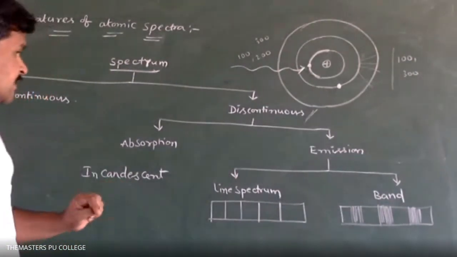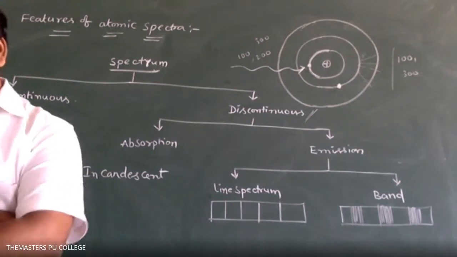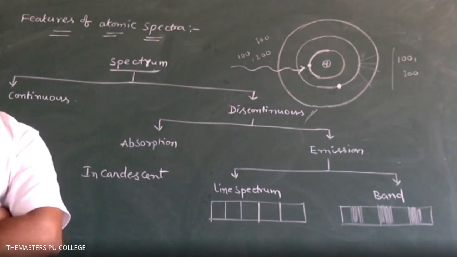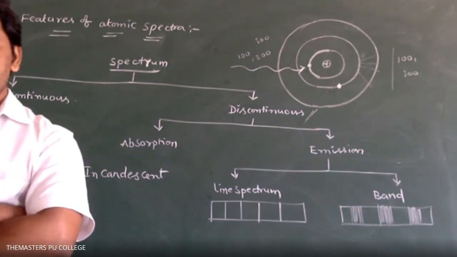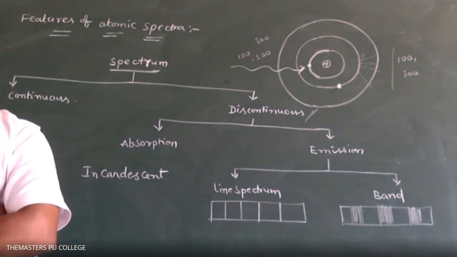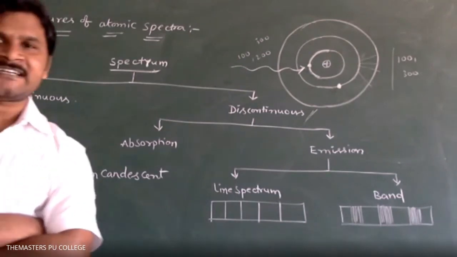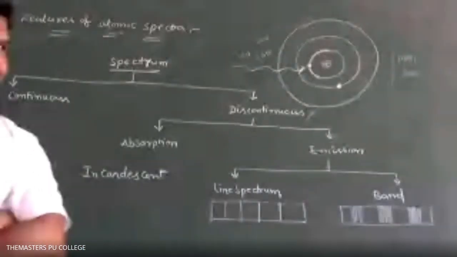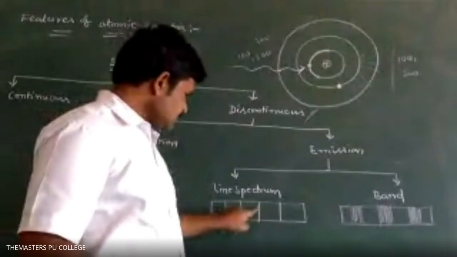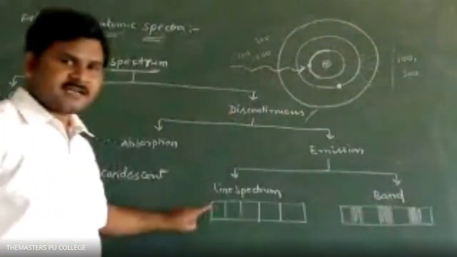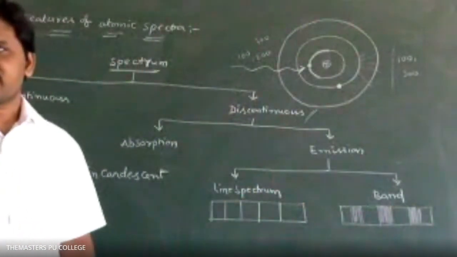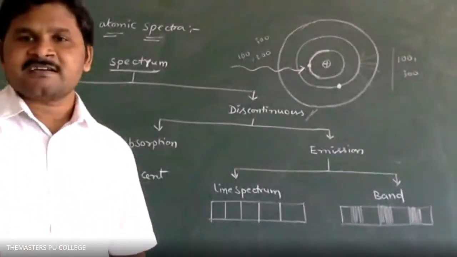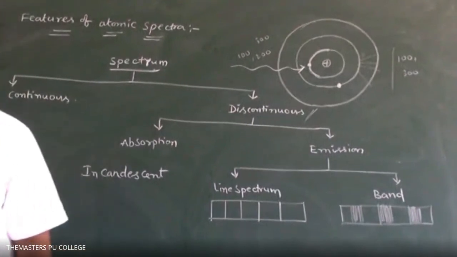Next one, discontinuous spectrum. The spectrum having distinct and well-defined lines with gaps like this is called a discontinuous spectrum.